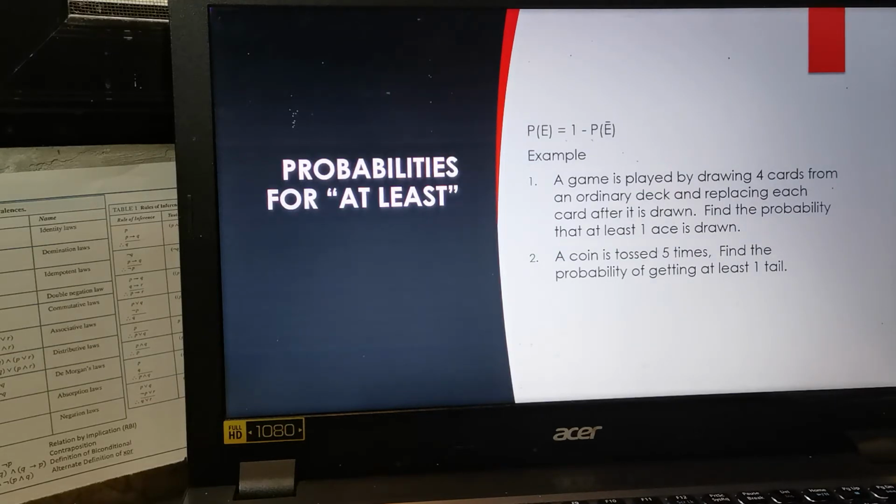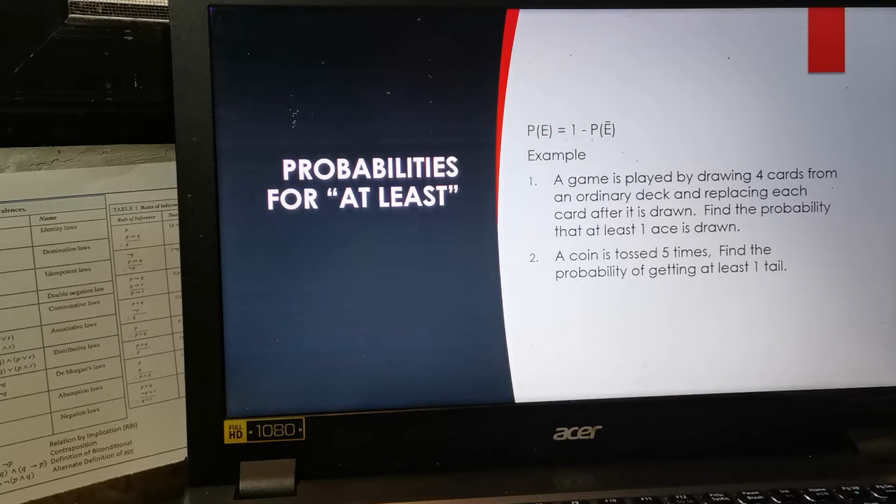Meron kasi yung mga sasabihin sa'yo, what is the probability of getting at least one correct answer in 20 multiple choice questions? Or meron din yung, what is the probability of getting at least a correct A answer among 50 multiple choice questions, mga ganon. So, at least one. Okay, at least.